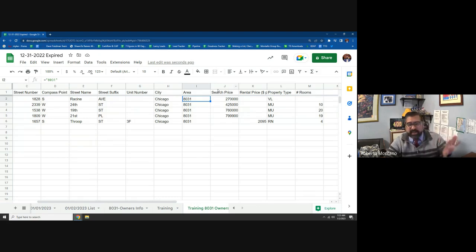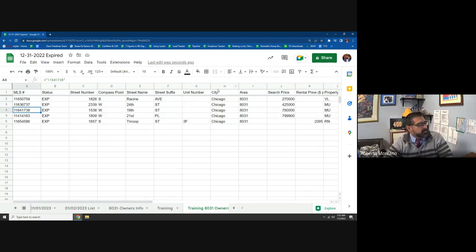But for now, we're just doing 8031, which is the lower west side of Chicago, roughly Pilsen and some of Little Village. 16th Street to the north, the river to the south, and it goes just about to Halsted and just about to, let's say, California. Really, really western. Okay, so here are the 6 MLS numbers.